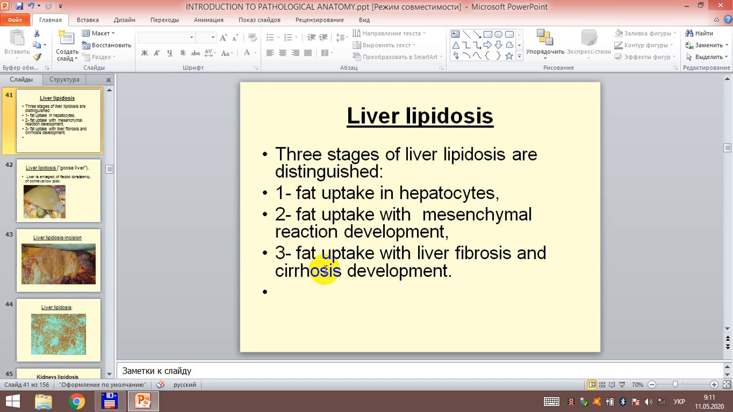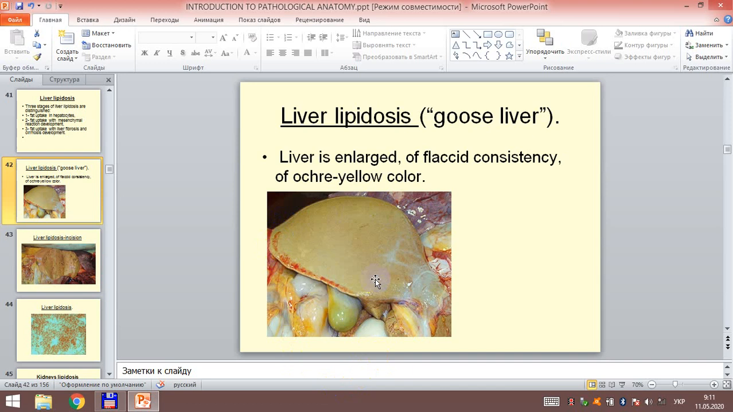Liver lipidosis has three stages. First, fat uptake in hepatocytes. Second, fat uptake with developing mesenchymal reaction. And third, fat uptake with liver fibrosis and cirrhosis development, the final stage. This macroscopic picture presents signs of liver lipidosis, or goose liver. You can see the liver is enlarged, soft in consistency, and ochre yellow in color.